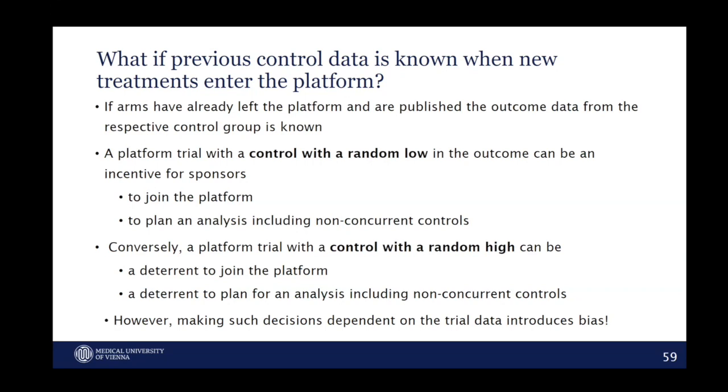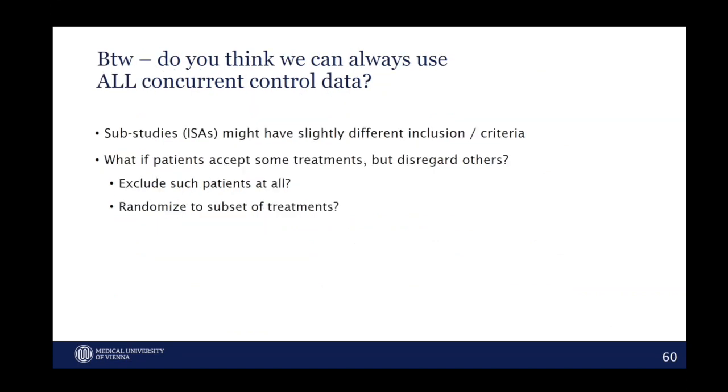Conversely, a platform trial with a control with a random high can be a deterrent to join the platform trial, and you might also not go for an analysis incorporating the non-concurrent control data. However, if a sponsor would act in such a natural way, you introduce bias and your results are no longer valid, even if you go for a model-based approach. So I don't know how we can avoid such strategies.